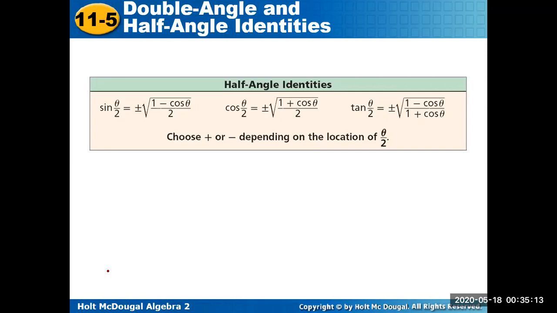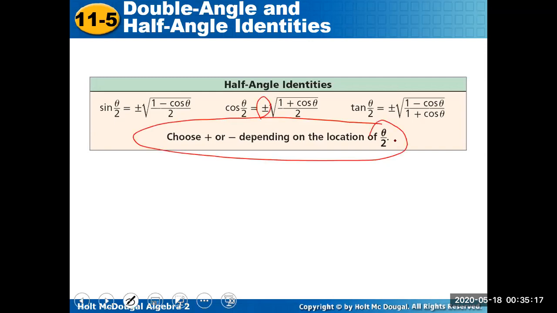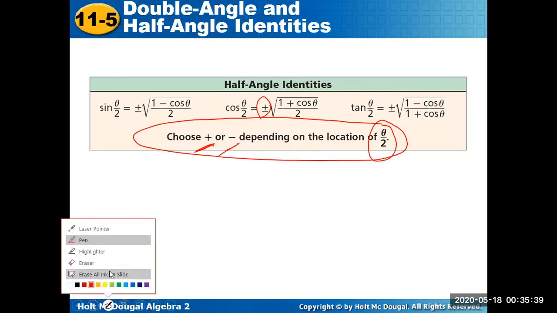Now, you have to choose these plus or minus signs depending on the location of theta over 2. Depending on which quadrant your theta over 2 is in, first, second, third, or fourth, you have to choose the sign convention, whether sine is positive or negative in the quadrant, or cosine is positive or negative, etc. You know that.